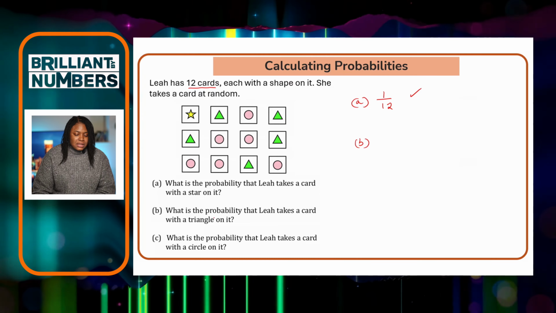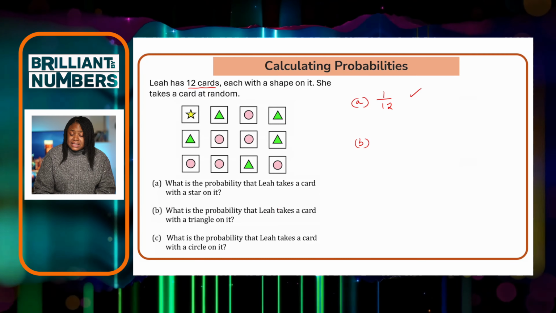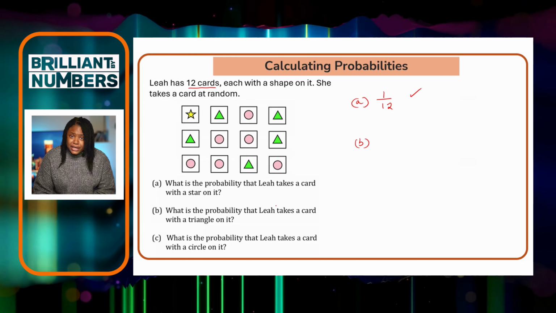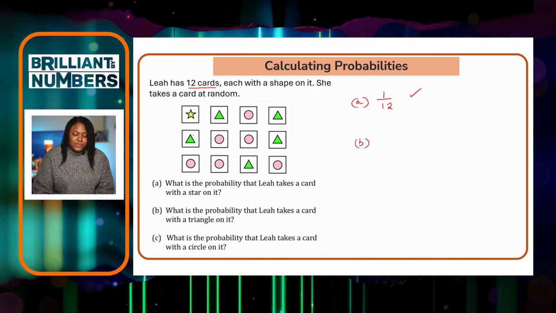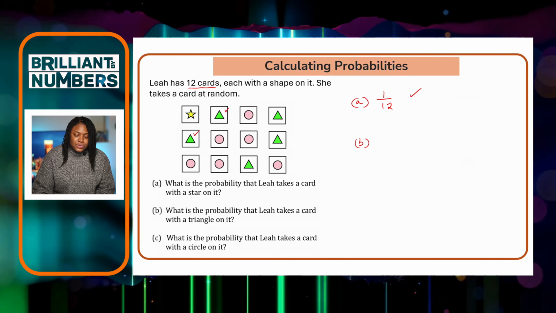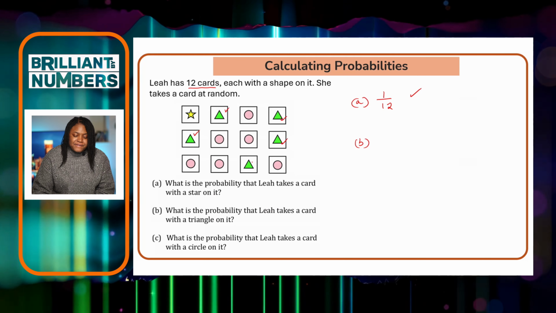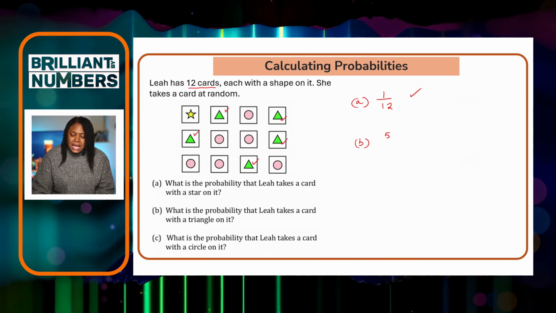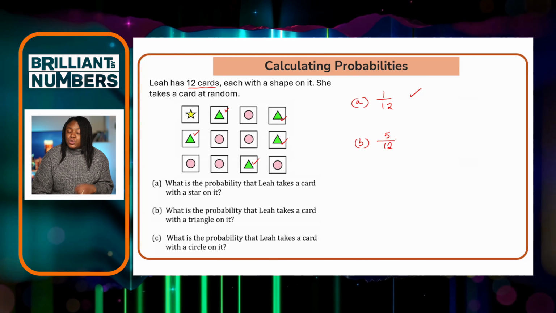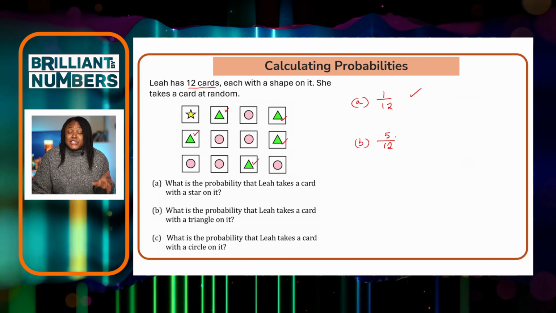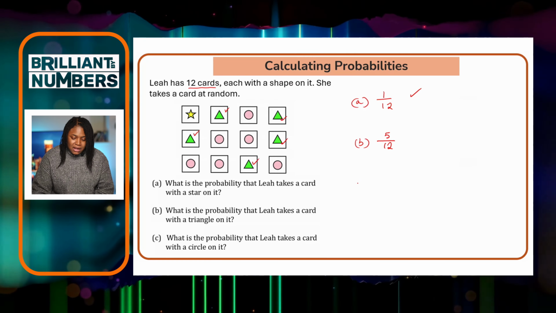Part B asks us what is the probability Leah takes a card with a triangle on it. So we need to look for the number of triangles involved. We've got 1, 2, 3, 4, 5 triangles. And that's going to be out of the total again, which is 12. 5/12 cannot be simplified, so I'm going to have to leave my answer like that.